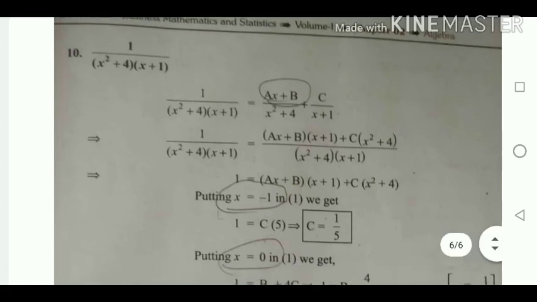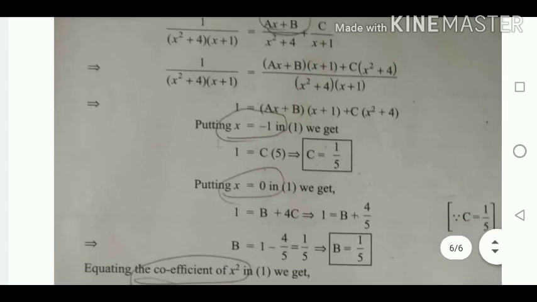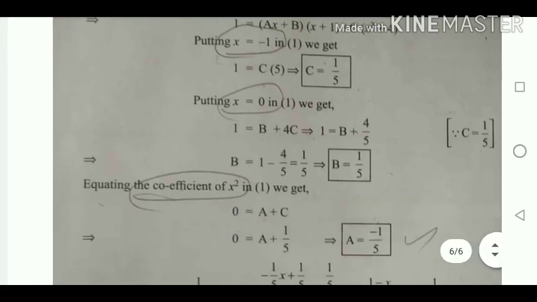Therefore, if you multiply by x square plus 4 and x plus 1 on both sides, we are getting 1 equal to (Ax + B)(x + 1) plus C into (x^2 + 4). Put the value of x equal to minus 1. We are getting the value of C equal to 1 by 5. If you put the value of x equal to 0, we are getting the value B equal to 1 by 5. Afterwards, equate the coefficient of x square.